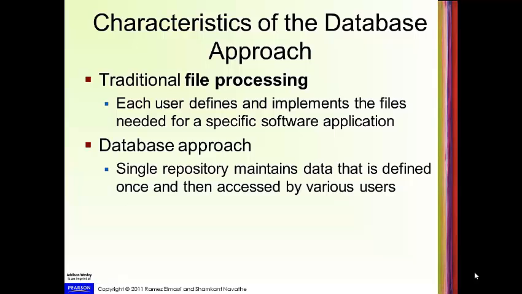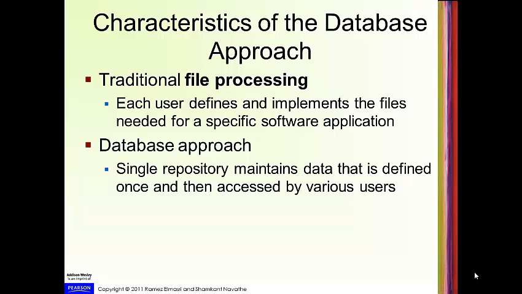Now, there are some advantages of using databases, which we'll go into, but it's important to understand the difference between a traditional file system and a database. Traditional file system is where there are individual files used to support an application. And when we have individual files, it means that each user defines and implements the file needed for a specific software application. There are some disadvantages with using files, such as the fact that maybe only one user can access the file at a time. A lot of the data is duplicated. It's not centrally located. And it becomes very complex to support multi-users at the same time.